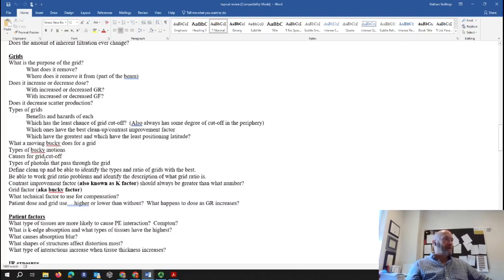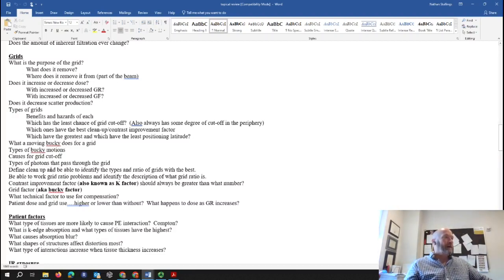Causes for grid cutoff, I already talked about. The type of photons that pass through the grid would be those that are unattenuated, so your transmitted X-rays. Primarily, you're going to get some scatter through, but that would be scatter that parallels the grid strips, or your Thomson classical scattering photons.